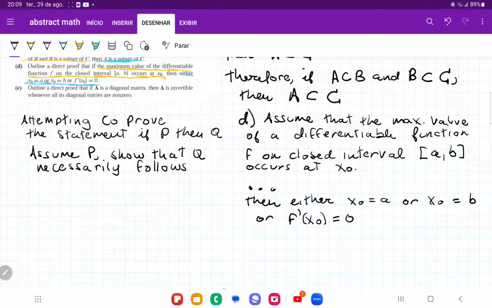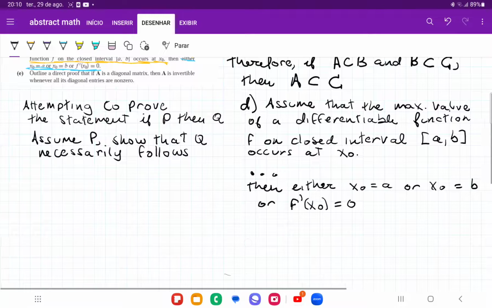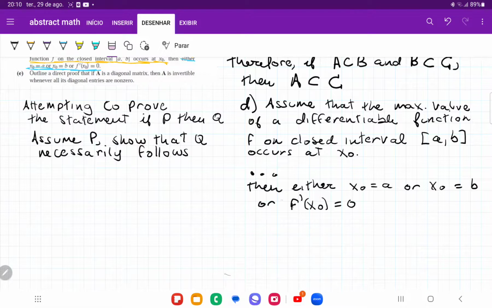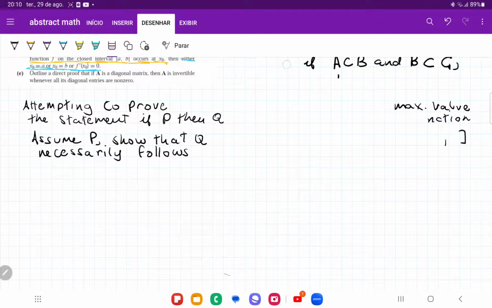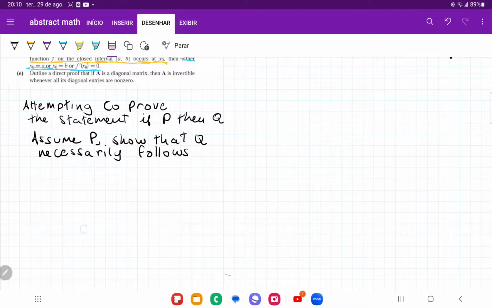Okay, so we assumed the hypothesis and then shown that the conclusion necessarily follows, right? And then you would say, therefore, if the maximum value of a differentiable function f on closed interval AB occurs at x naught, then either x naught is equal to A, x naught is equal to B, or f prime of x naught is equal to 0. I'm not going to write that down because it's going to be too long. And lastly, let's do item E. So I'm going to erase all of this. Lastly, we're going to do item E. So what's our hypothesis?